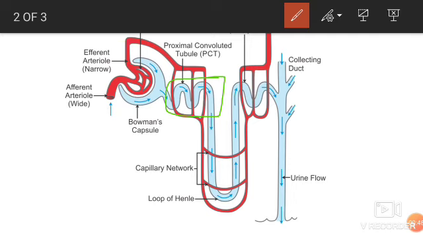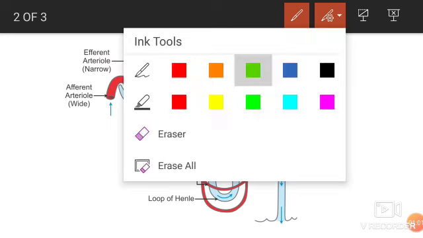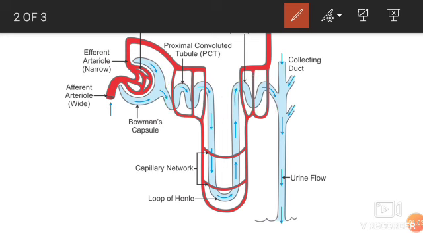This convoluted word means curved. So here we can see two curved tubes, the PCT and the DCT. This one is the PCT and this another one here is the DCT. So this PCT joins the loop of Henle. This continues as the loop of Henle. This loop of Henle then continues as the DCT, and then it opens into this collecting duct.